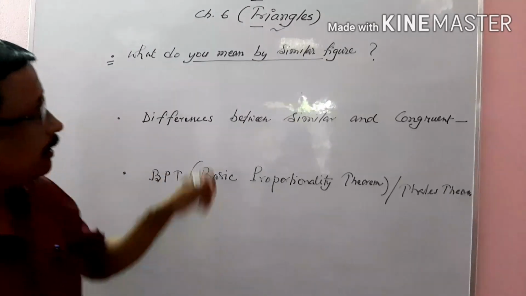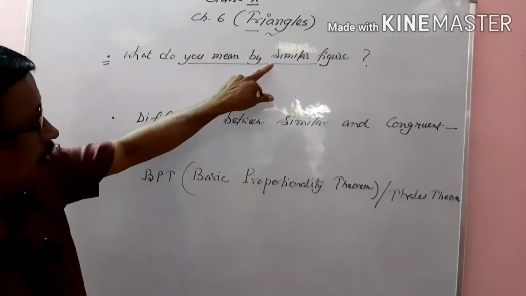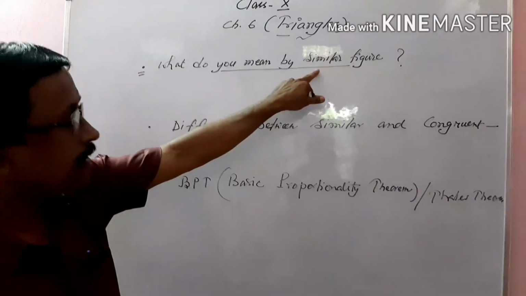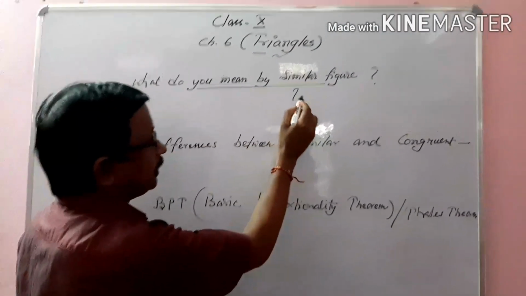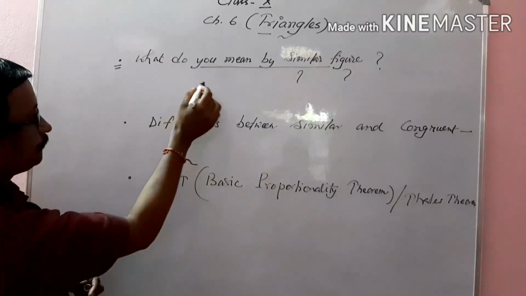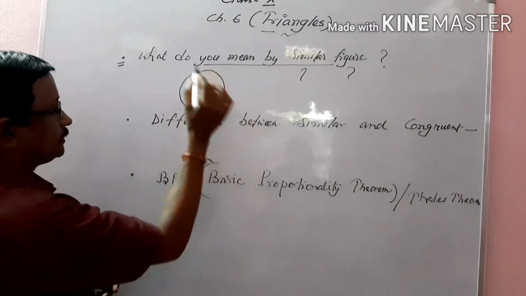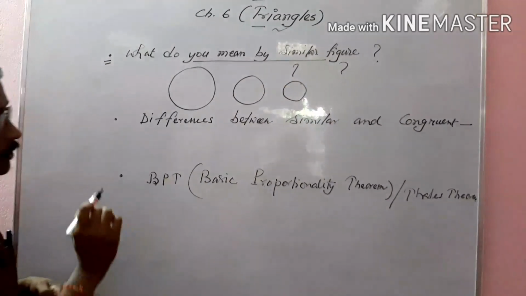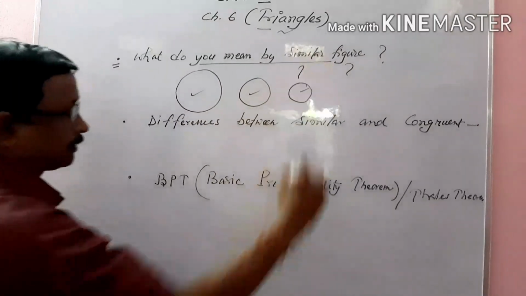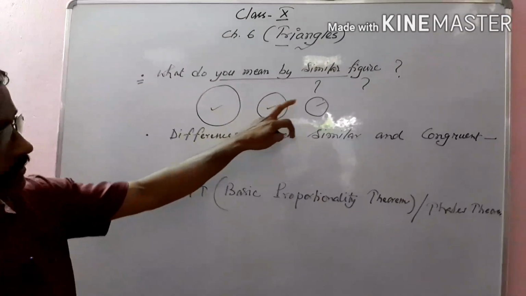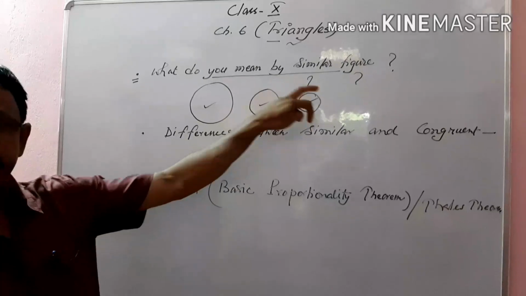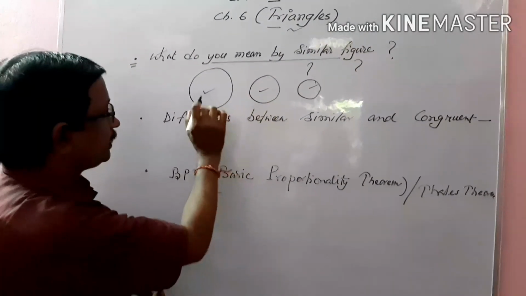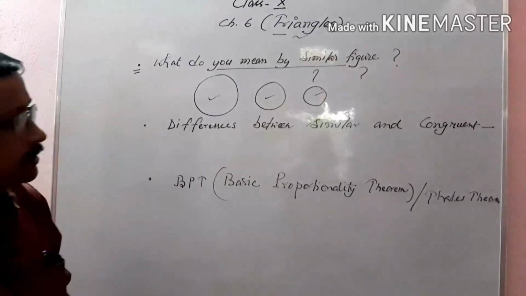But this chapter is based on similarity. So first you have to understand what it means. What is the meaning of similar figures? I am showing some figures. One circle is this one, another is this one, and another this one. What do you think? All these are circles, no? So as all these are circles, they are similar to each other. With this figure, we can say these 3 circles are similar.